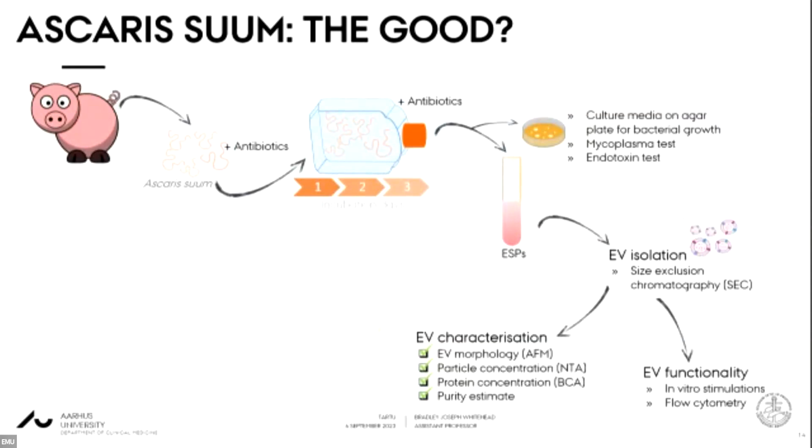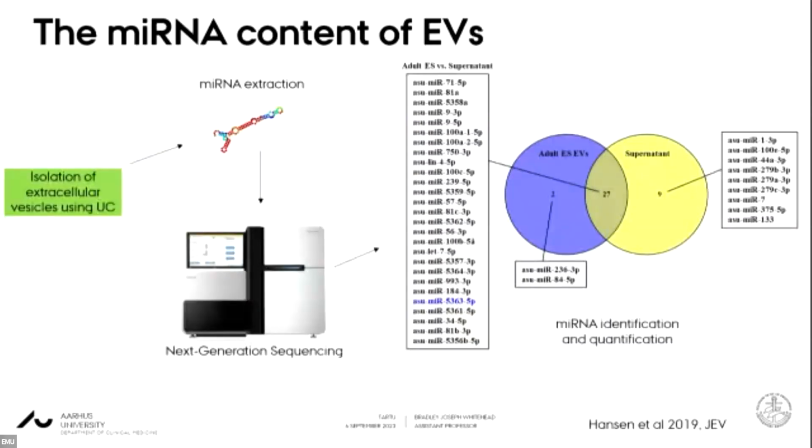Now we move on to Ascaris suum. So this is the good, depending on your perspective. We isolate these from pigs from the slaughterhouse. It's as grim as it sounds. We culture extensively. We've had to optimize for a very long time with antibiotics, because if you can imagine, these are coming from the intestinal lumen of a pig. We've optimized fully now, and then we've isolated EVs. We've characterized them in various different ways, but more importantly, we've looked at the functionality.